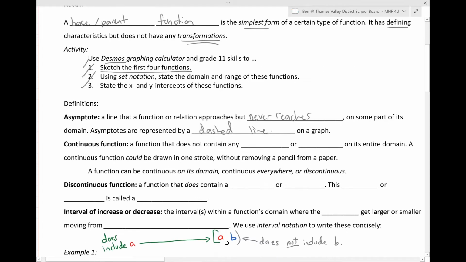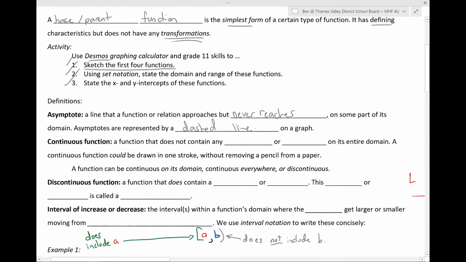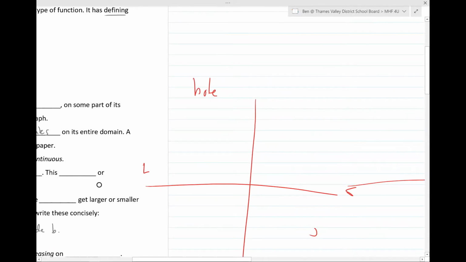Now, a continuous function. A continuous function is a function that does not contain any holes or breaks on its entire domain. So a hole would be something like if we had a function here that looks like this. There might be a hole somewhere along the function or relation. In this case, it's a function. There might be a hole somewhere along where the function does not exist right there.